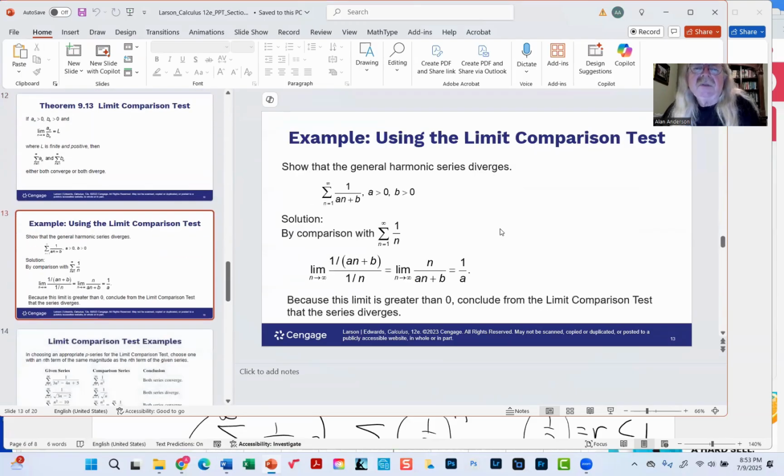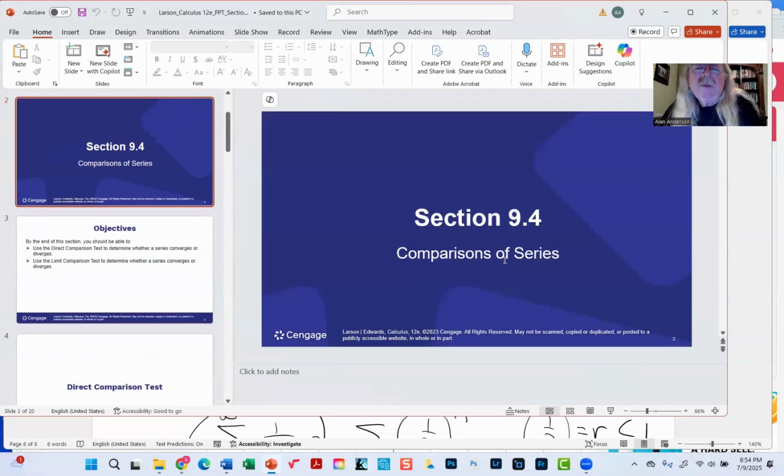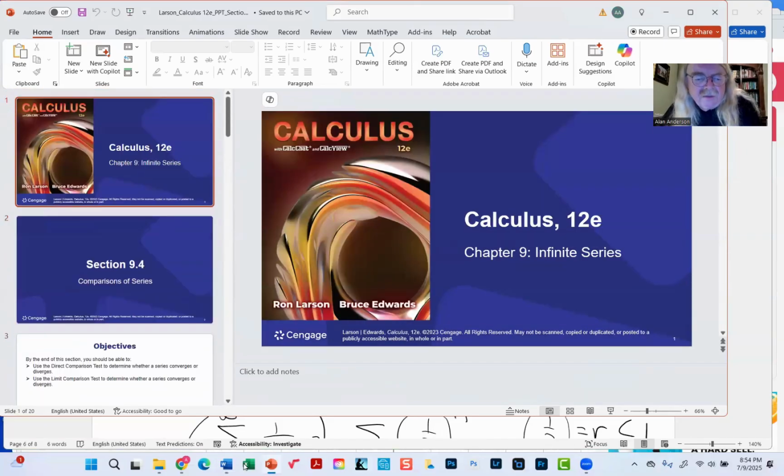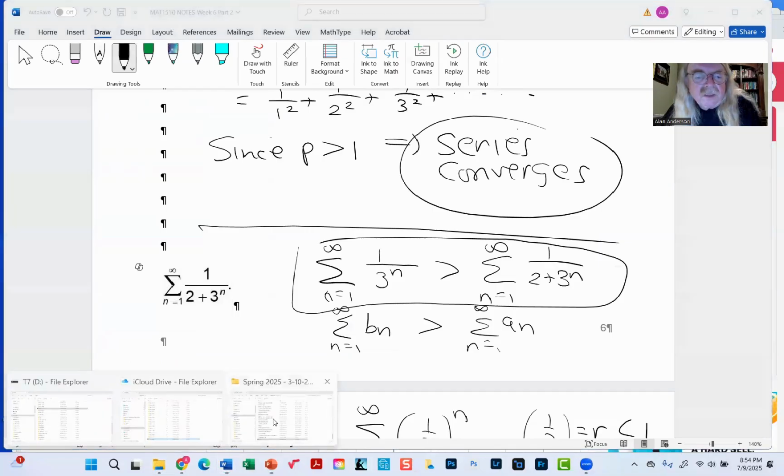All right, let's look at an example of this. Now, they mentioned this earlier. It may not look like it, but this is a harmonic series. Remember, we saw, this is section 9.3. Hold on.